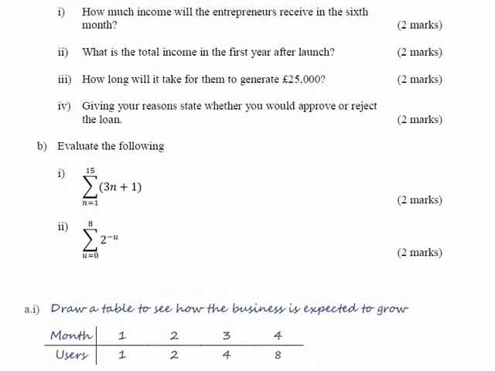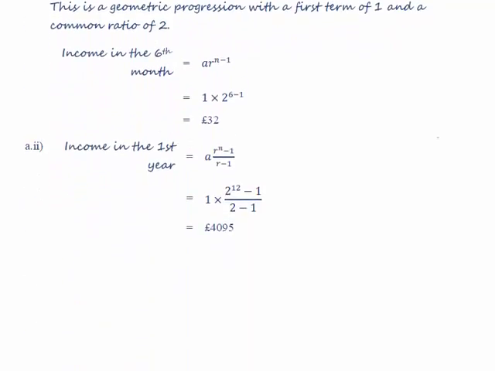Part 3. How long will it take for them to generate £25,000? Well, we use the same equation in effect, but this time what we're saying is that the sum to n terms is going to be greater than or equal to £25,000. Now, this is already 4,000, so if you think about it, double that is 8, double that is 16, double that is 32. So we know roughly where the answer is going to be. It's going to be around 15, isn't it?